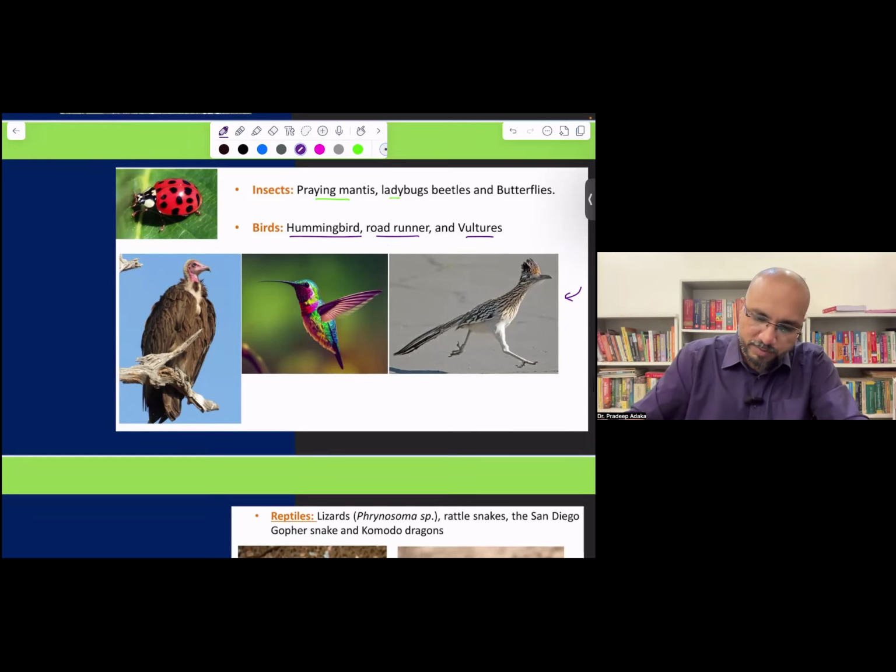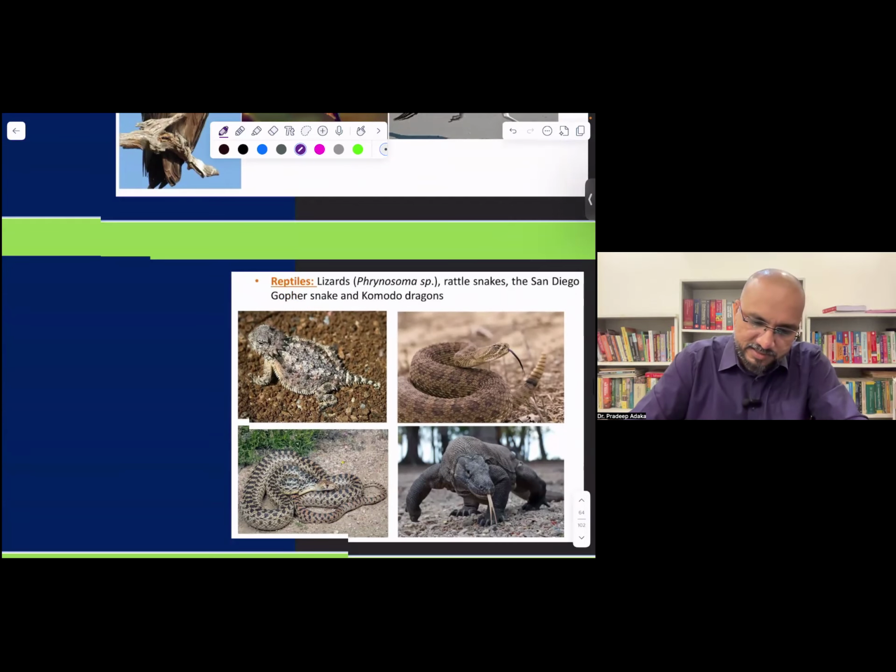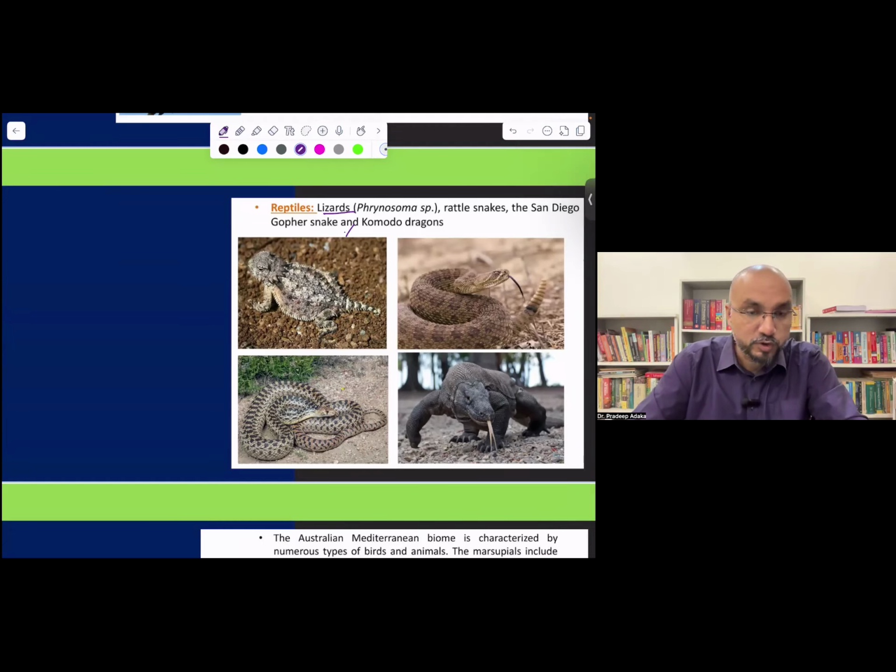So these are common. Then reptiles, you have lizards. Okay, Phrynosoma, it is a lizard. Then rattlesnakes, in Australia it is very common. Or San Diego gopher, and Komodo dragons. So these are some of the reptiles that are very common.